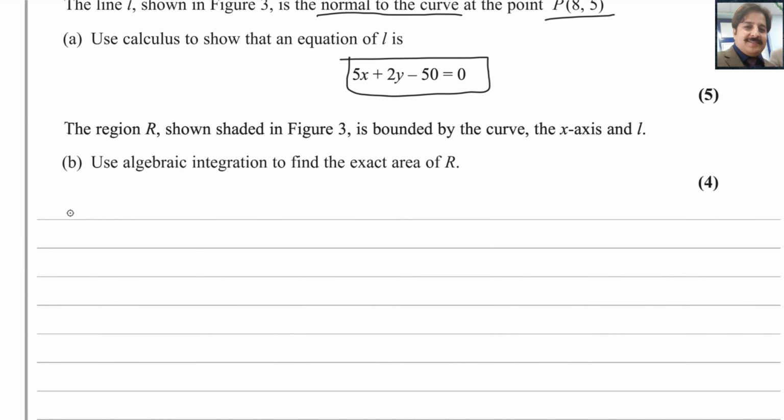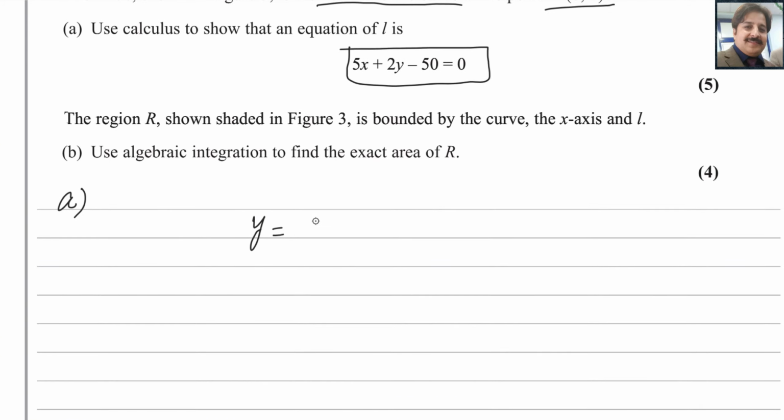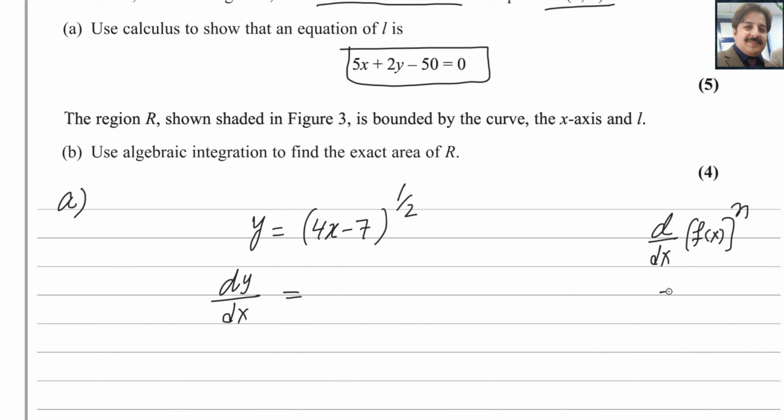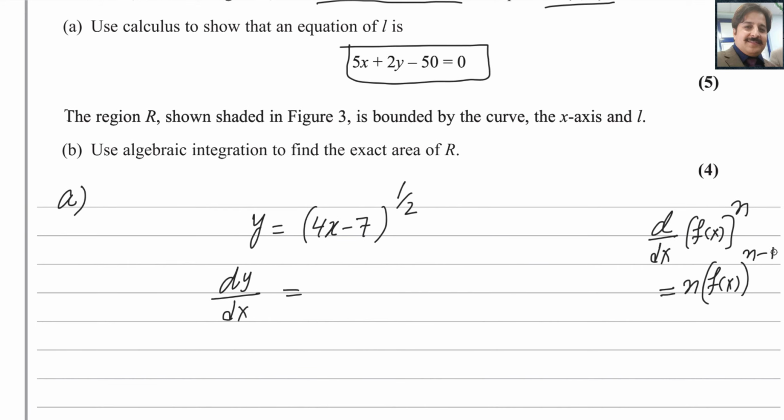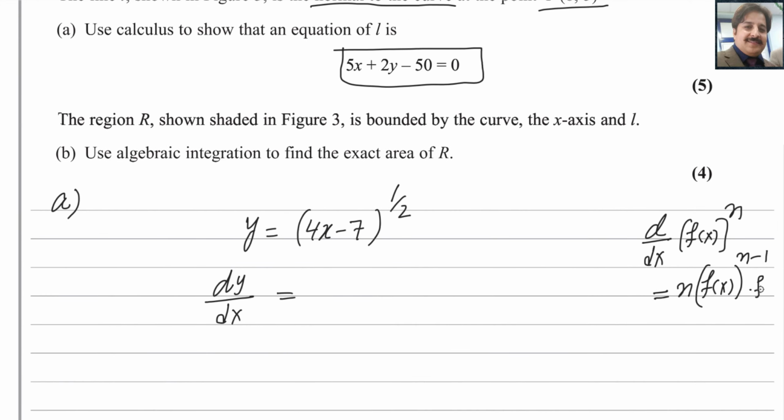For the first part, y equals (4x minus 7) to the power 1 over 2. We differentiate it with respect to x, dy by dx. We use the power rule. This is a formula you have to memorize. For any function, if you want to apply the power rule, this formula is very effective. You bring the power down and reduce the power by 1, and then also multiply by the derivative of the function under the power. This is the power rule.